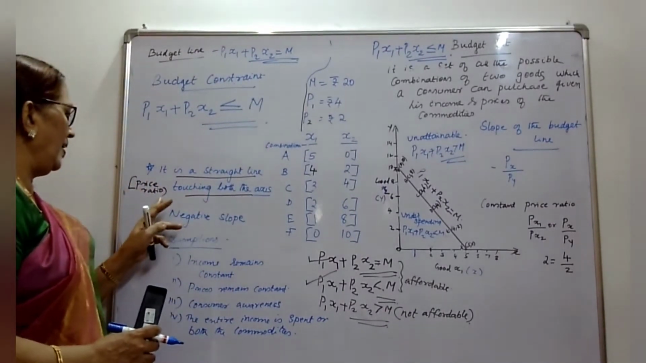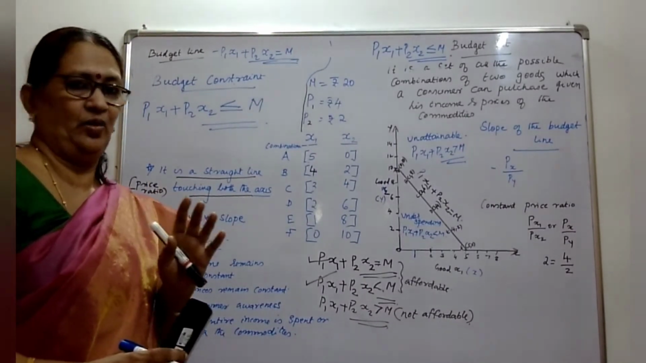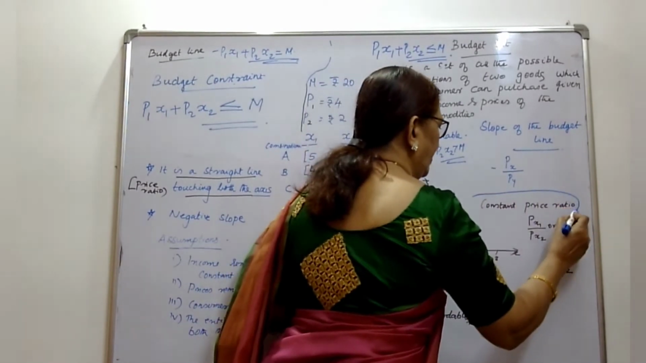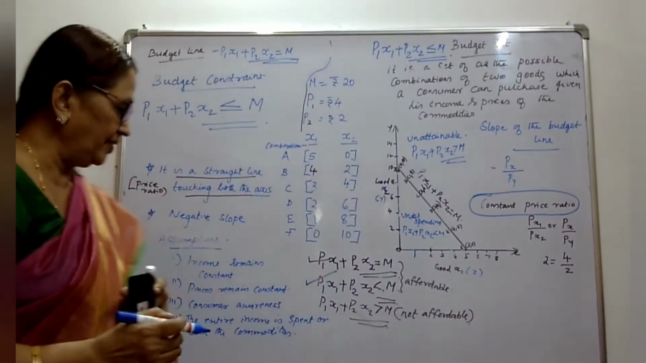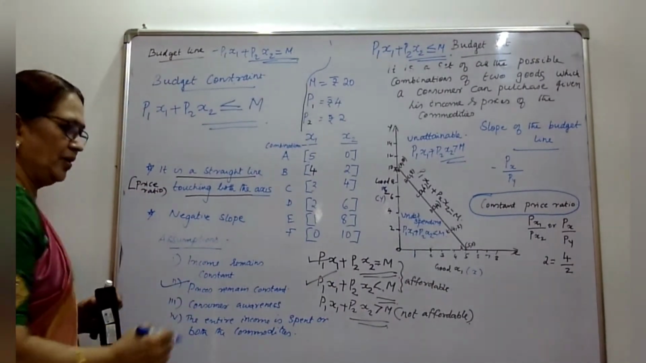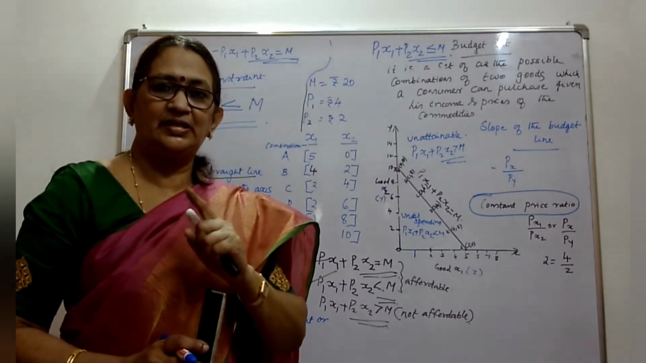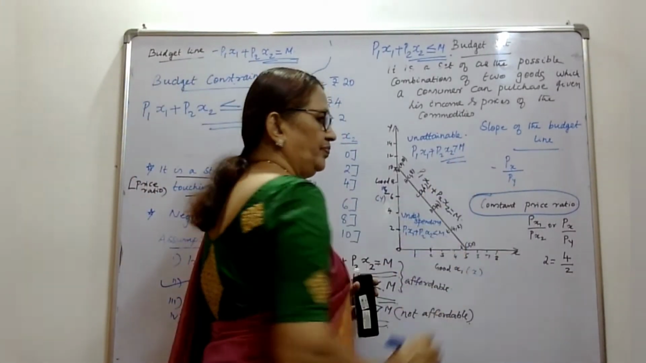Because of the price ratio. Constant price ratio. Simply writing price ratio is not enough. It is constant price ratio. Because what is the assumption? Prices of the commodities remain constant. So that is the constant price ratio Px by Py.